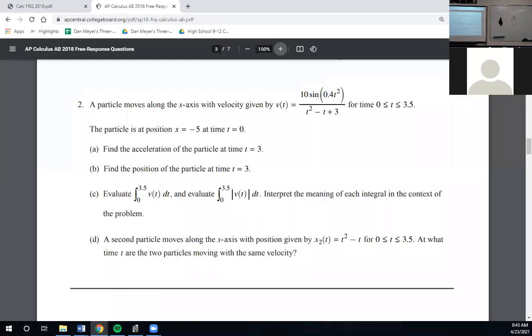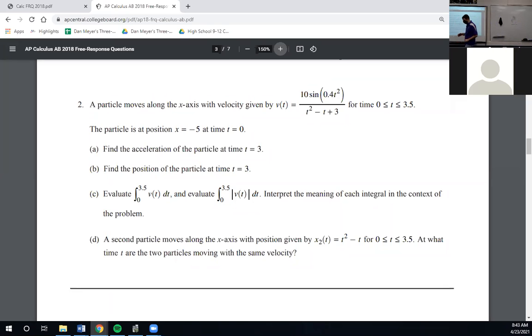Question 2, here's your particle question. A particle moves along the x-axis. There's my velocity function. And then again, we're given an initial condition that the position is -5 at t equals 0. So we're going to eventually use that.